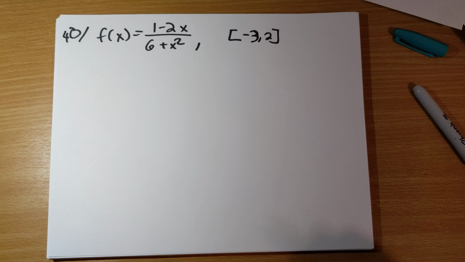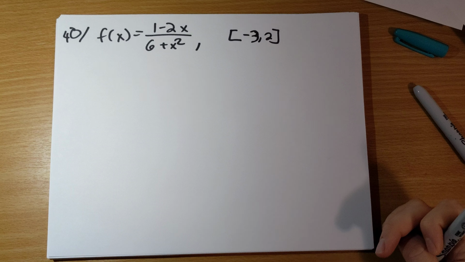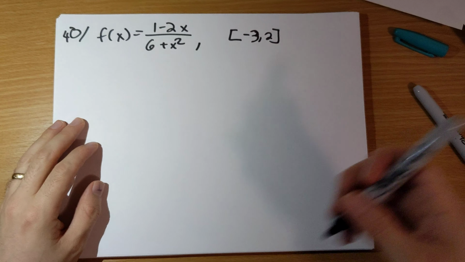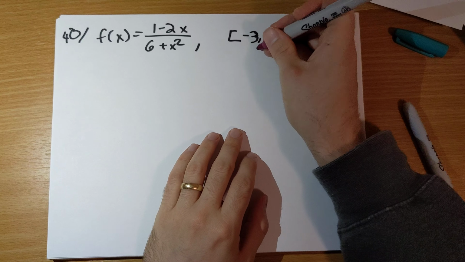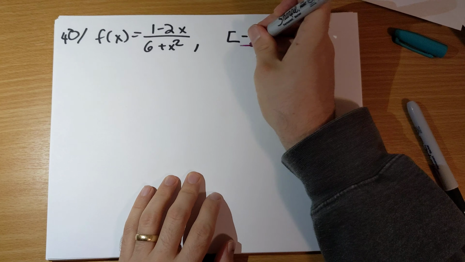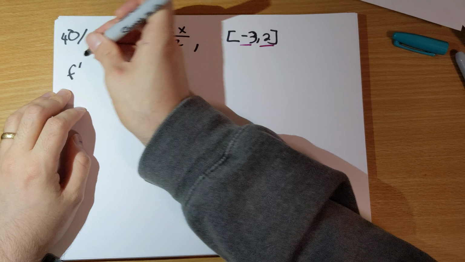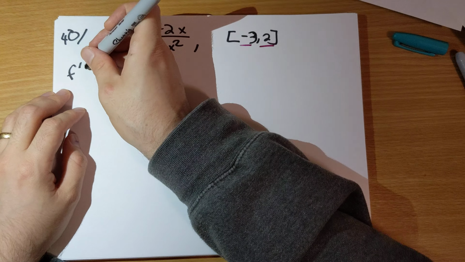Problem number 40. Let f of x equal (1 minus 2x) over (6 plus x squared). Find the absolute min and max of f and the x value where they occur on this interval. Okay, so we know that we're going to have to worry about -3 and 2, the endpoints. We'll worry about those later. Let us take the derivative, set it equal to 0 to find critical points.